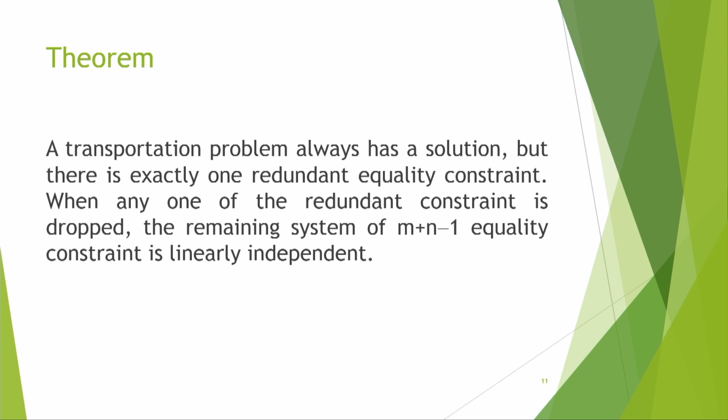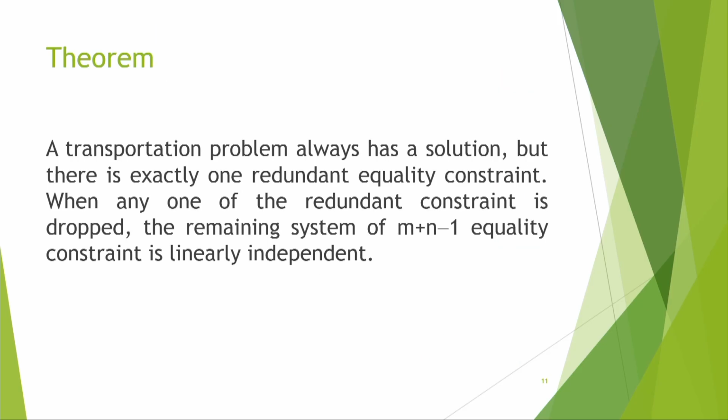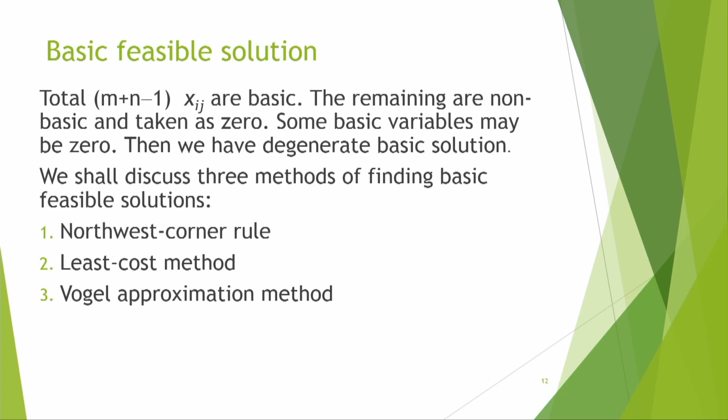So a transportation problem always has a solution, there is no difficulty, because these are equality constraints, but there is exactly one redundant equality constraint. When any one of the redundant constraints is dropped, the remaining system of m plus n minus 1 equality constraints is linearly independent. Okay. So that means we can find the basic feasible solution.